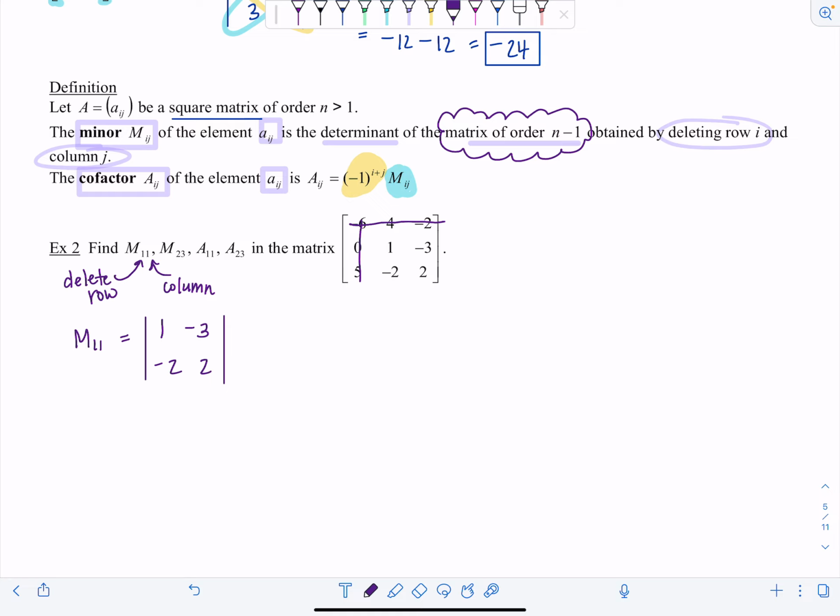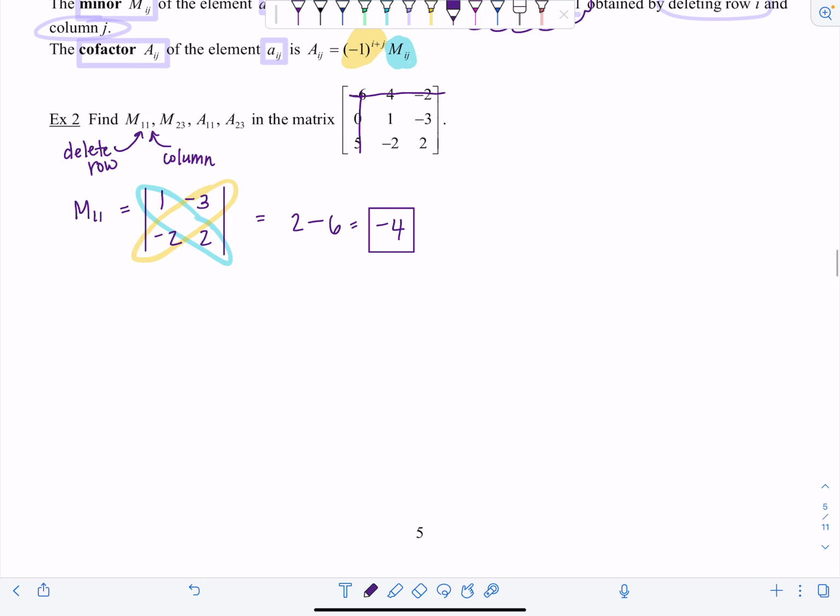Okay, and then this, we know how to do 2 by 2 determinants, don't we? So 1 times 2, that's just going to be 2, minus, and then this is -3 times -2, which is +6. So this is -4. Okay, not too bad. Now let's find M23.